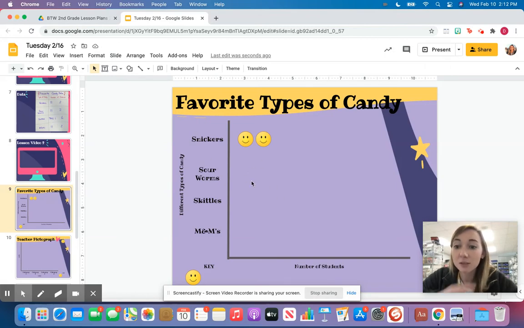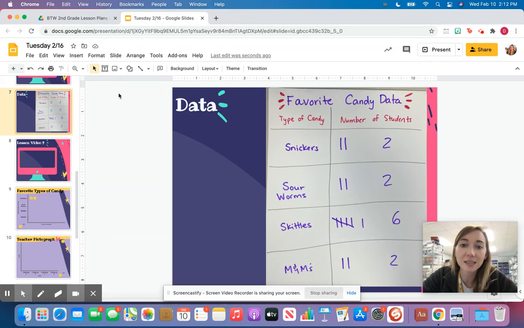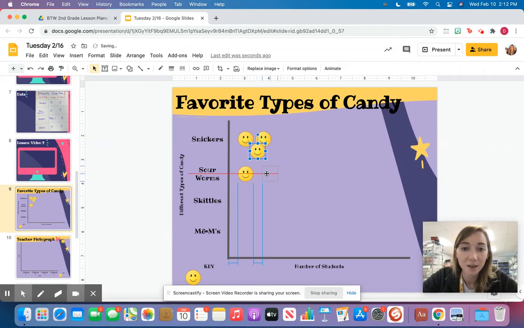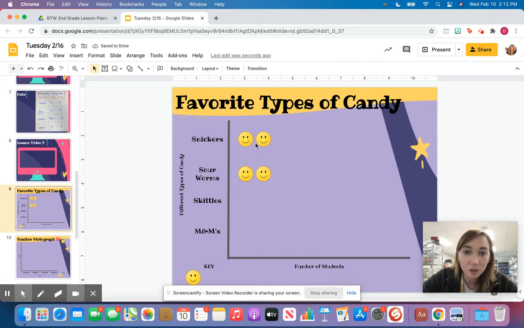How many people chose sour worms? Well, let's go look at our data that we collected. How many people chose sour worms, everyone? 2 people chose sour worms. So now I'm going to make another smiley face to put here for sour worms, and then another one there. So we have 2 people that chose Snickers and 2 people that chose sour worms.